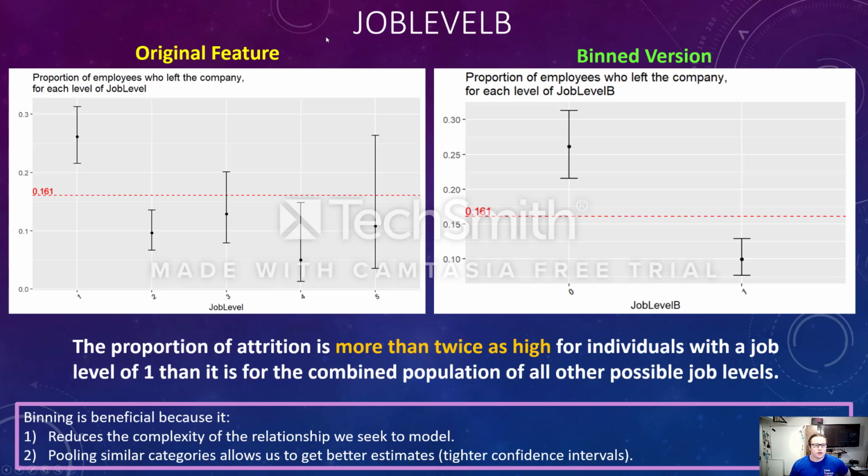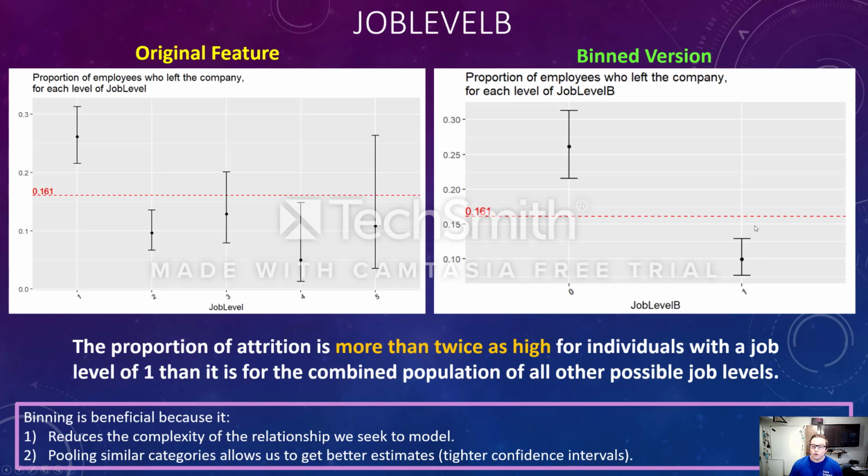And so first over here on the left we have the original job level feature, and there are 2 things to notice about this plot. The first is that people with job level 1 have the highest proportion of attrition, and the second thing to notice is that people with job levels 2 through 5 have a lower but similar proportion of attrition. Okay, and so on the right we have the binned version, where we've taken groups 2 through 5 and combined them into a single group.